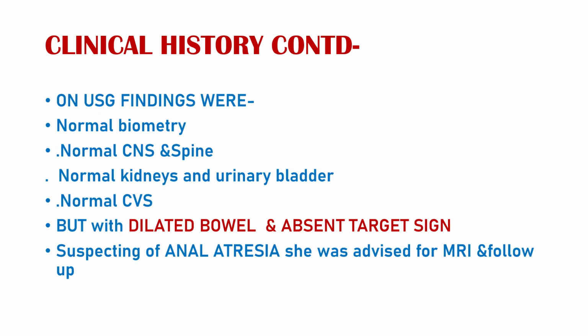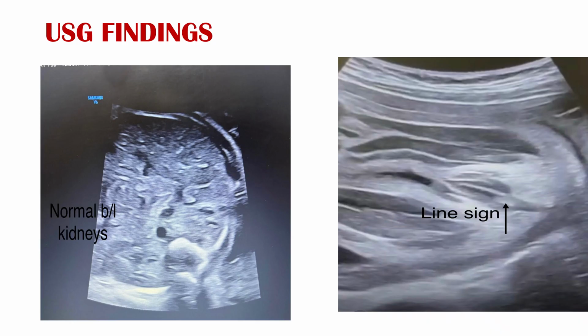She was around 30 weeks pregnant, with a fetus with normal biometry, normal CNS and spine, normal kidneys and urinary bladder, normal cardiovascular system, but with dilated bowel and absent target sign. Suspecting anal atresia, she was advised MRI and follow-up.